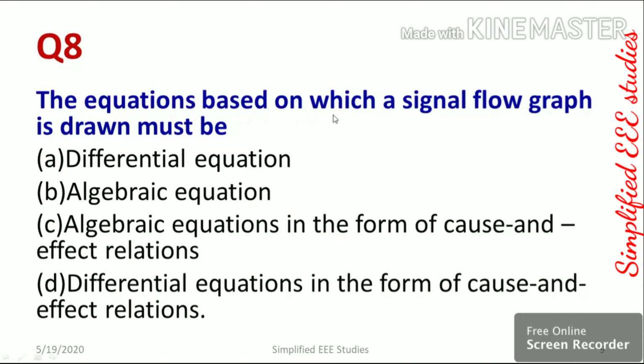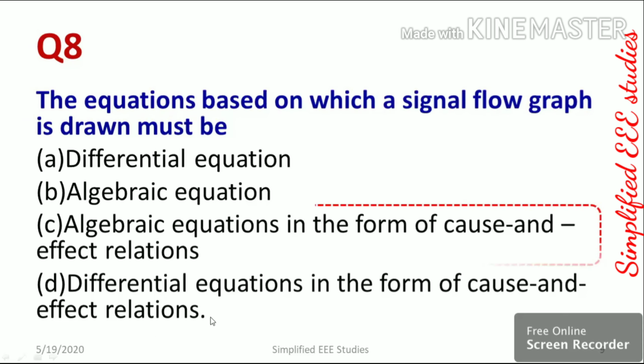The equations based on which a signal flow graph is drawn must be: option A, differential equation; option B, algebraic equation; option C, algebraic equations in the form of cause and effect relation; and option D, differential equations in the form of cause and effect relation. Which would be the right answer?